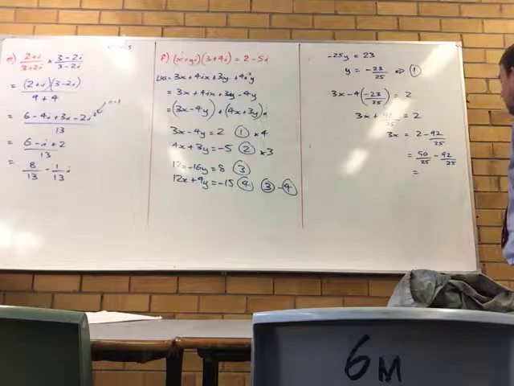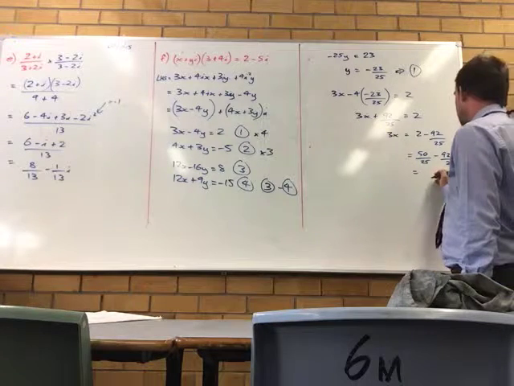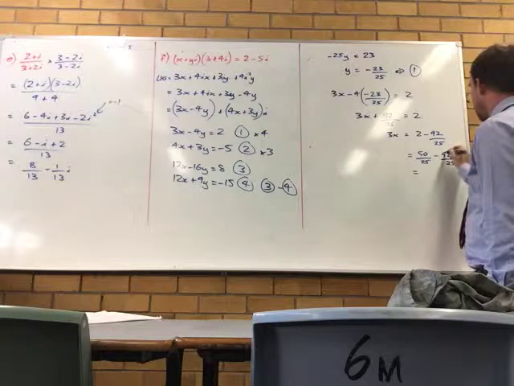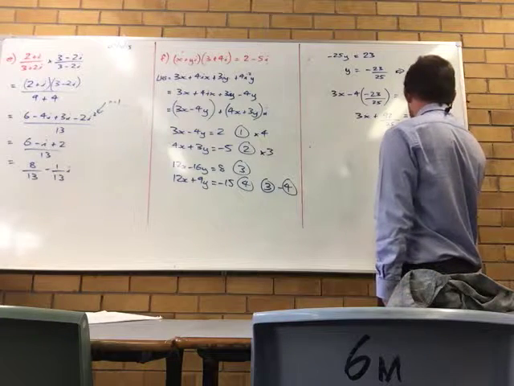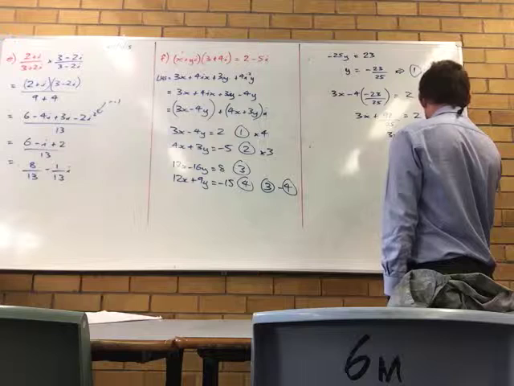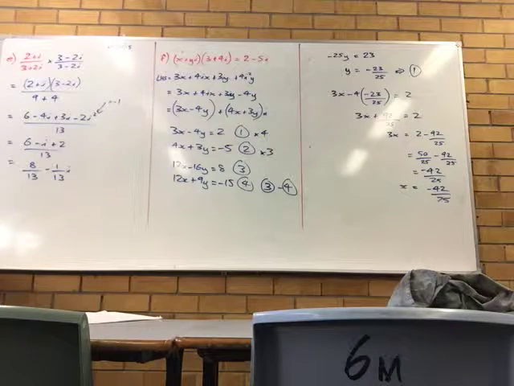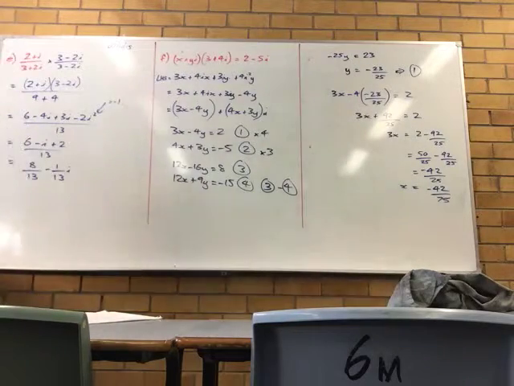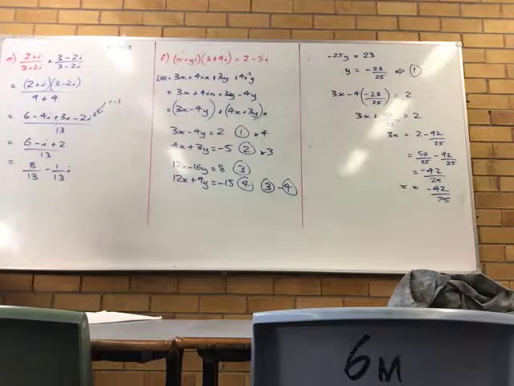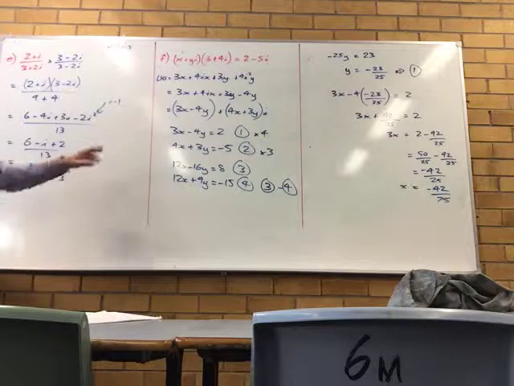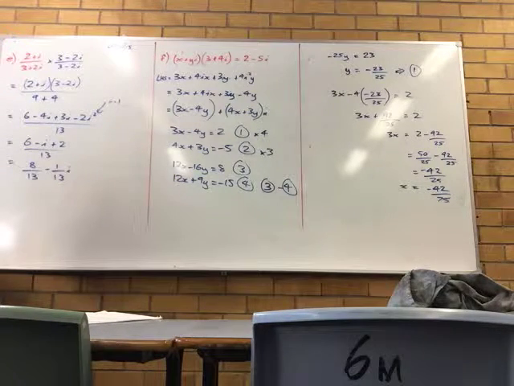So we have negative 42 on 25. So x is going to be negative 42 on 75. There we go. Okay, we're happy? Not entirely.